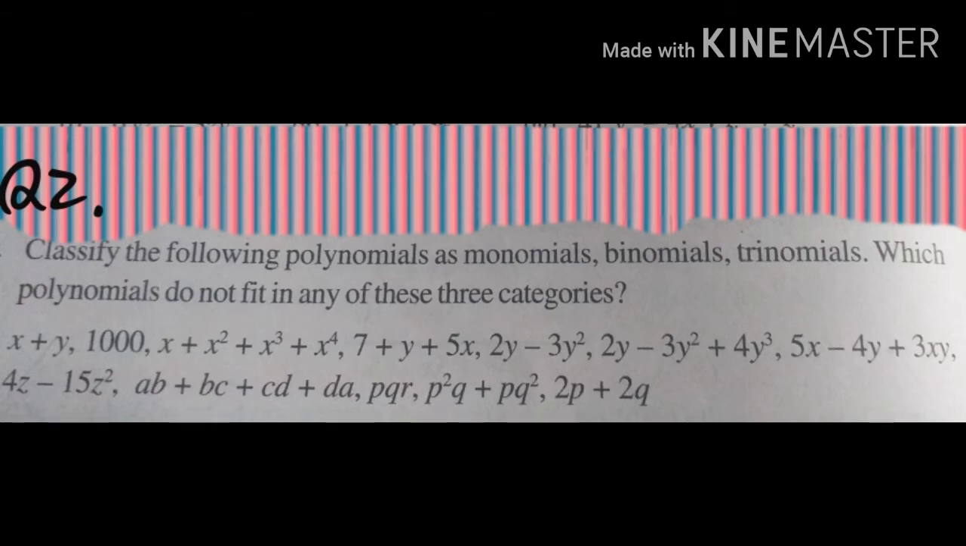Now in the first one, we have x plus y. Here we'll have 2 terms. Which category does it come under? Binomial, since there are two terms. If there is only one term, like in the second, 1000, one term only, this comes under the monomial. This way you have to identify it. Trinomials are having 3 terms.